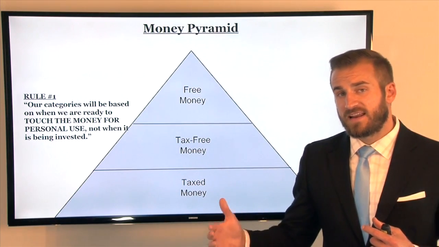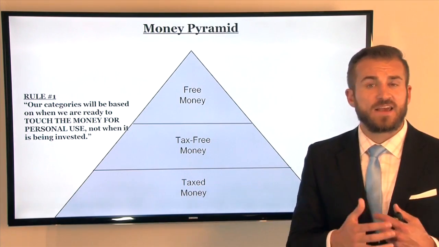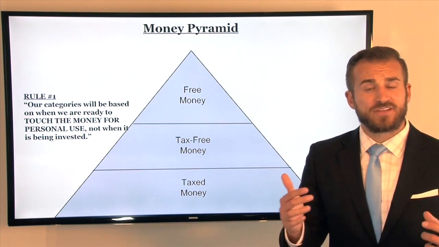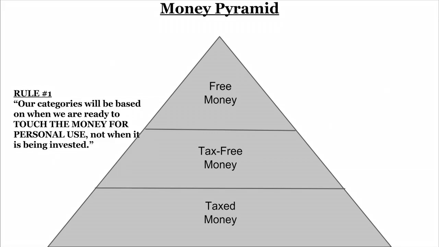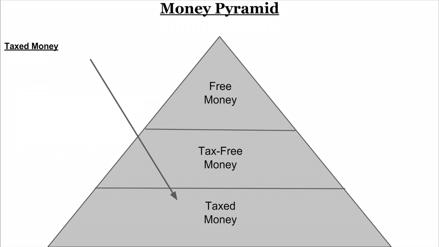Not when you're putting the money in and being invested, such as a Roth IRA, which is after-tax money that is pulled out tax-free. So again, when you're ready to touch it for personal use. So let's talk about the 3 different categories, but first let's talk about where a bulk of our money is, which is the taxed money section.